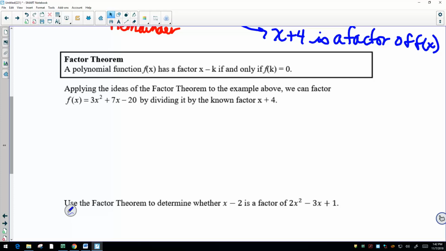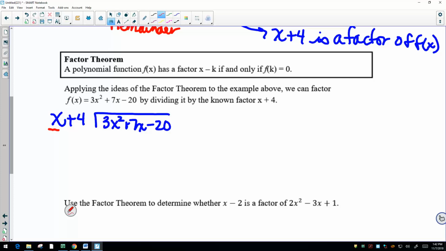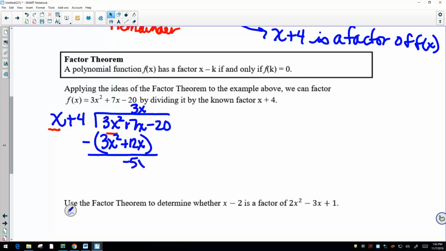So I could prove to you another way that it's a factor. If we tried doing this by doing long division, I should also see that I have no remainder. So start by saying, okay, x times what gets me 3x squared? That's going to get me 3x. And if I multiply through, so there's 3x squared, 3x times 4 is plus 12x. And we want to subtract everything. So our first term drops. 7 minus 12 is going to get us a negative 5x. We bring down the 20 and do it again.